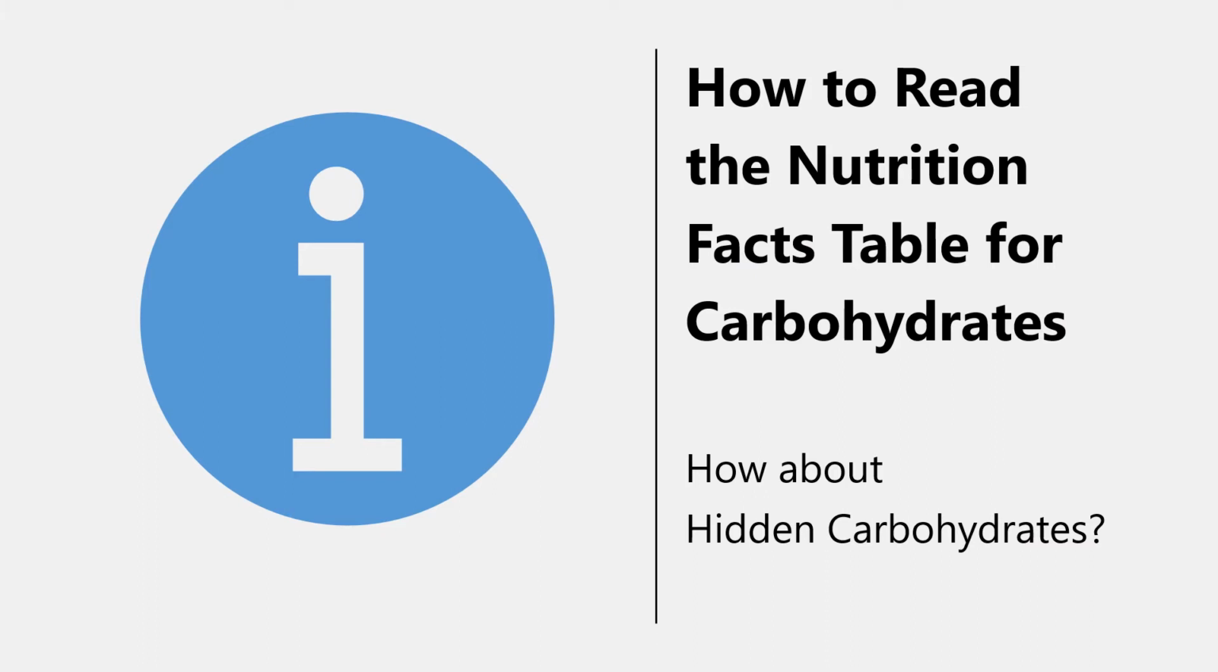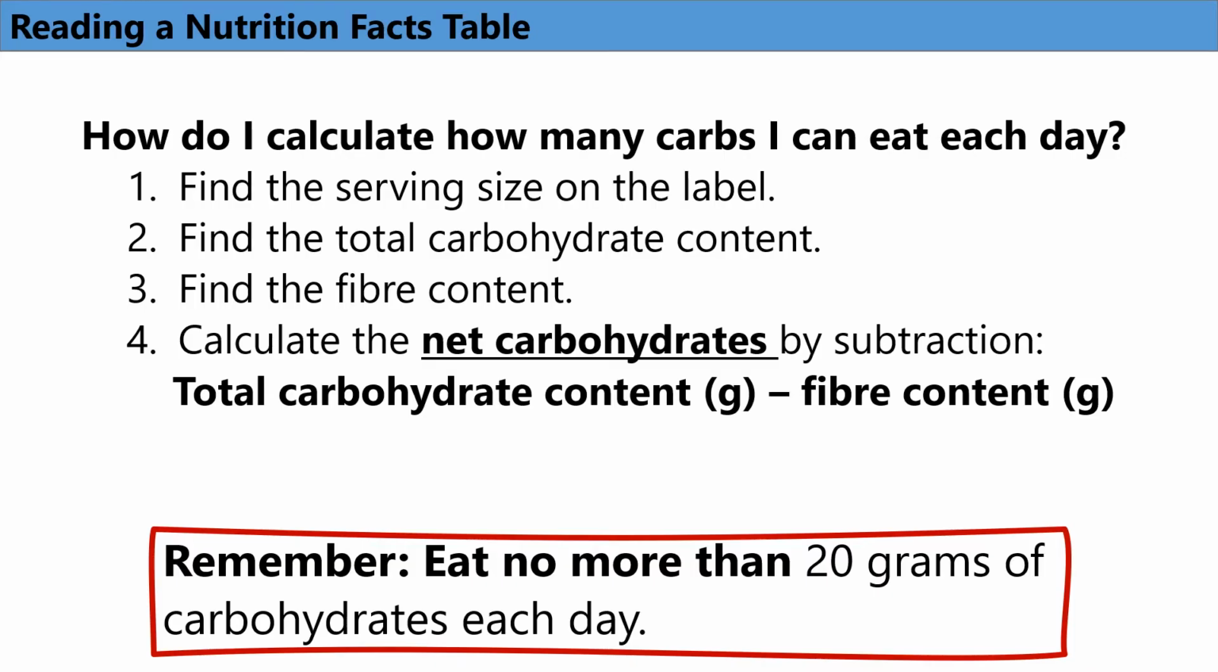Patients sometimes have trouble understanding how to read the nutrition facts table for the grams of carbohydrates. Another common concern is hidden carbohydrates. Let's first address the first concern by reviewing the key steps of reading a nutrition facts table for carbohydrates, so the next time you are shopping, you have them memorized. The next few slides will go through an example of the following steps presented here.